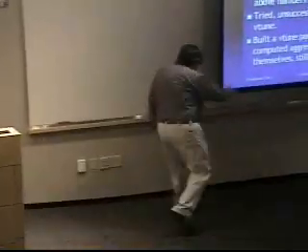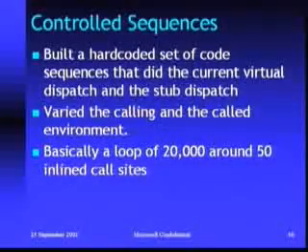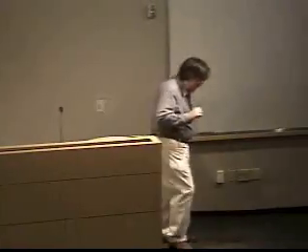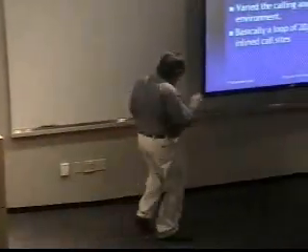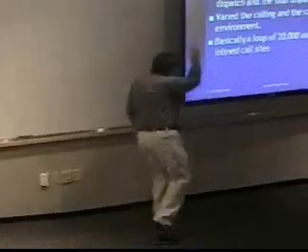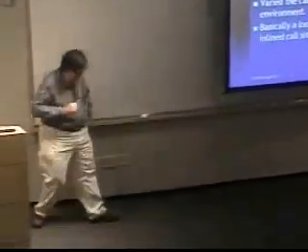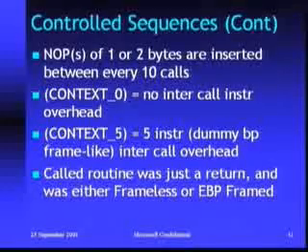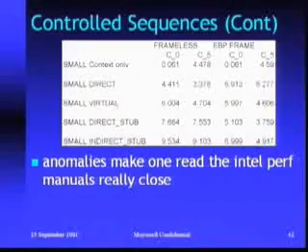Built post-processors to the vTune raw counts. All sorts of stuff. And then I spent hours reading the Intel manuals. And that led me to build hard-coded sequences that absolutely controlled everything. Where I could vary the calling site and the environment in which the call was done. And basically had a loop of 20,000 around 50 inline call sites with no-ops to vary alignment between them and different other, maybe putting instructions in there, maybe not. The thing I'm calling either being a bare return or building a frame. And so here are the numbers.